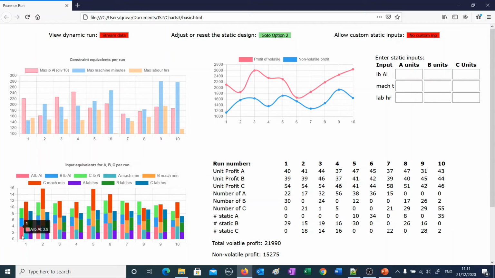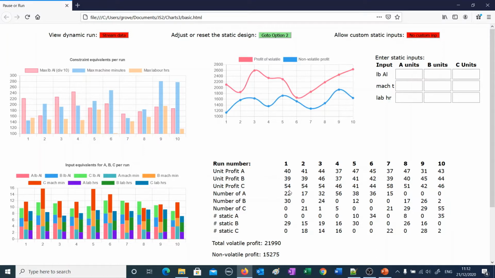So for aluminium, how much is used by A, B, and C, machine time, how much is used by A, B, and C, and labor hours, the same thing. The table here shows me for the different production runs what the unit profit is that is achieved for different products.